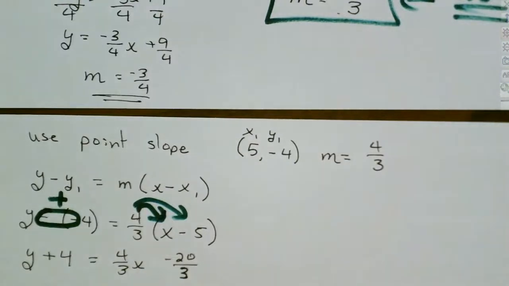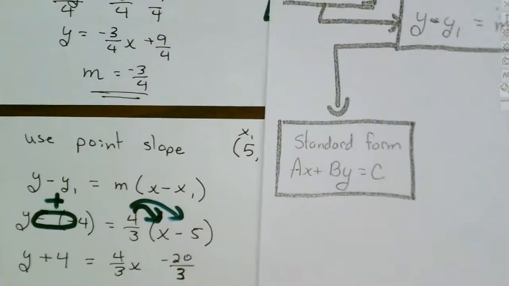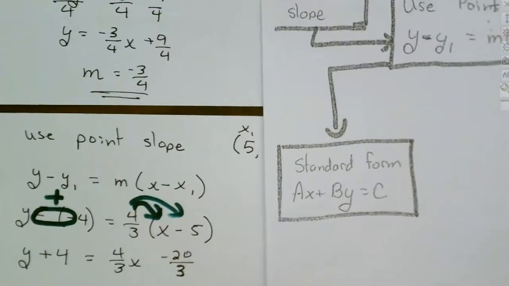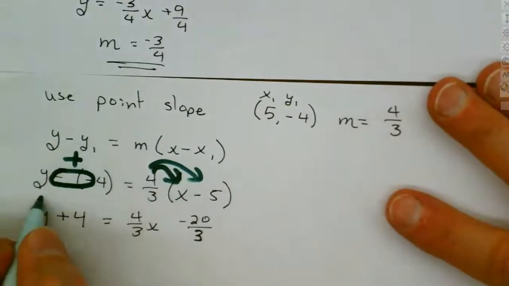Is everyone okay with what I did there? What form are we going into? We want it in what again? Standard form, okay? And what does standard form look like? Right there. So, can we have fractions in standard form? Nope, so they have to go. So, multiply it all by 3 to get rid of those.